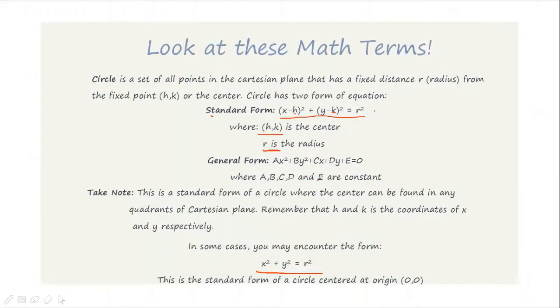Okay? We have two equations, again. The standard form, (x minus h) squared plus (y minus k) squared equals r squared, if our center is (h, k). And we have the equation x squared plus y squared equals r squared if our center is (0, 0).